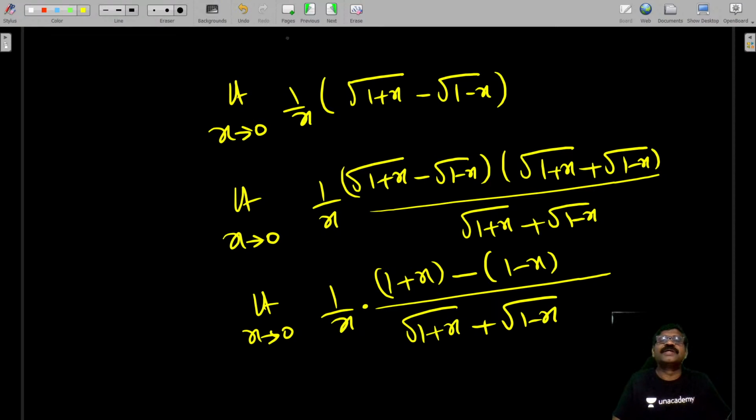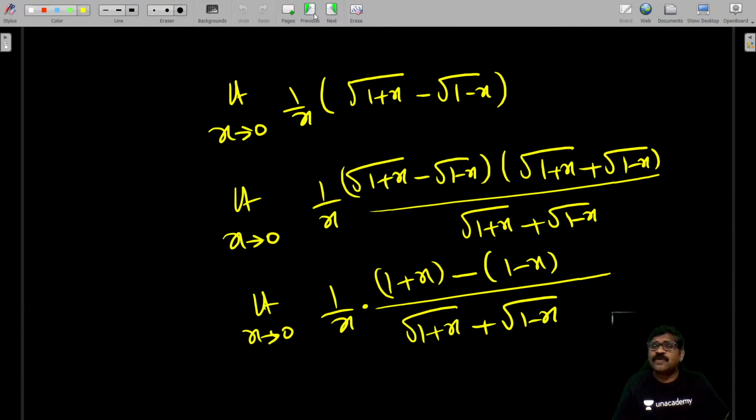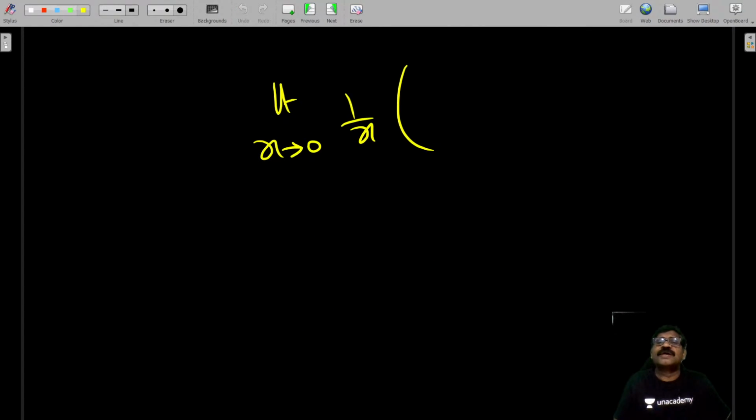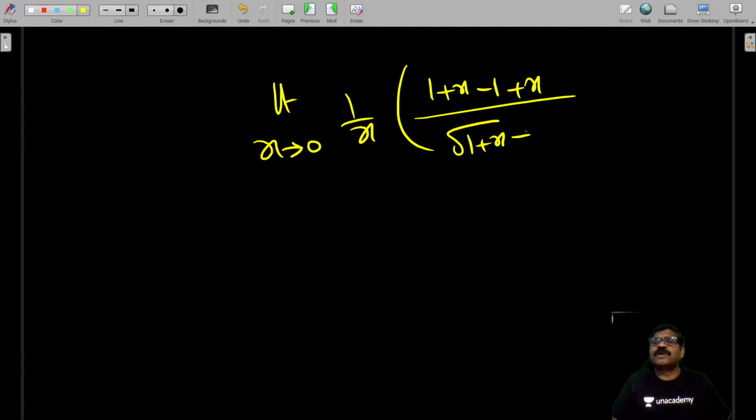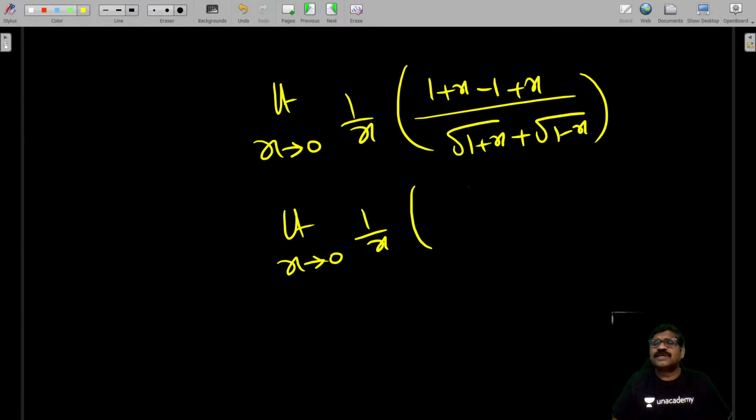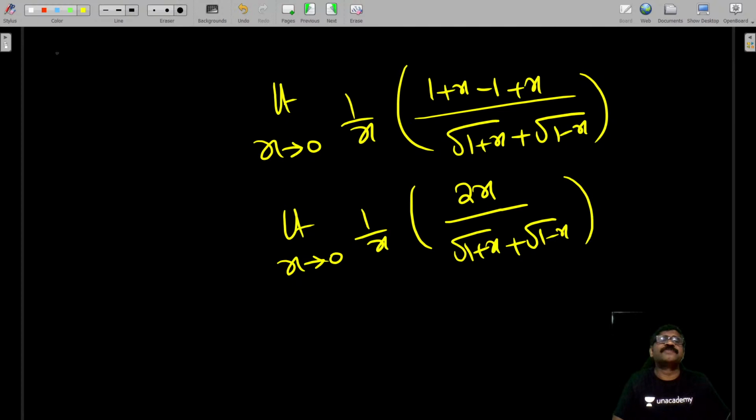Now continuation. Limit x tends to 0, 1 by x of, in the numerator, 1 plus x minus 1 plus x by square root of 1 plus x plus square root of 1 minus x. Limit x tends to 0. Numerator is 2x. Denominator is square root of 1 plus x plus square root of 1 minus x.